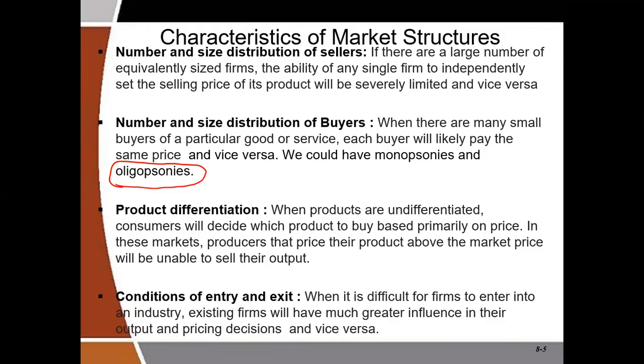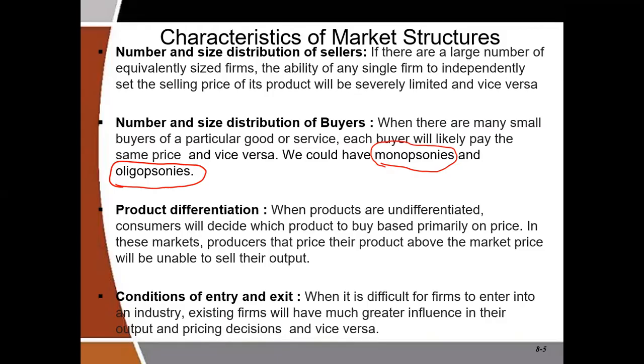And then in a market where we have only one buyer, that market is called a monopsony, and the buyer will be able to influence the price. On the other hand, in a market where we have so many buyers and all of them buy a small proportion, that market is likely to be a perfectly competitive market. It will not be a monopsony or an oligopsony.